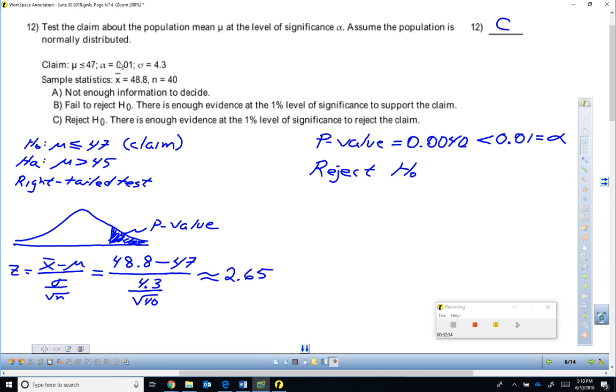And recall that the alpha is 0.01, and we notice that 0.004 is smaller than 0.01. Every time the p-value is smaller than alpha, the conclusion is reject the null hypothesis. The options given are, here C is reject the null hypothesis, and we conclude that there is enough evidence at the 1% level of significance to reject the claim, because in this case the null hypothesis represents the claim. So the right answer here is going to be option C.